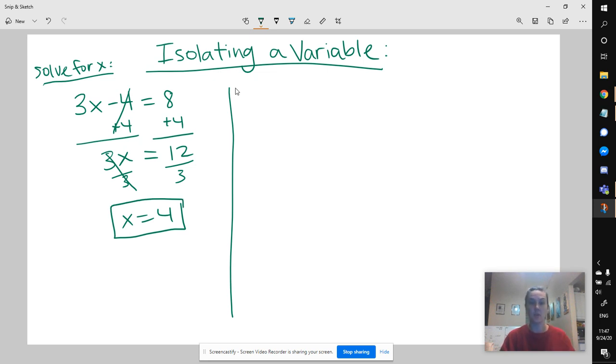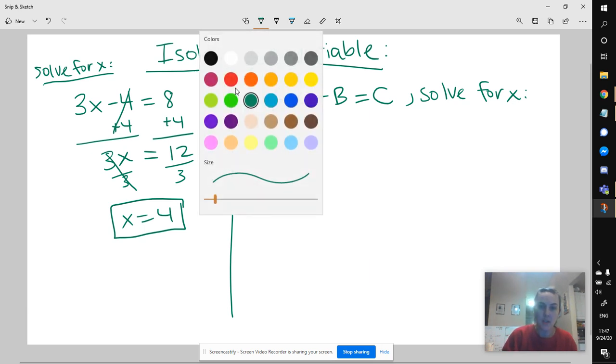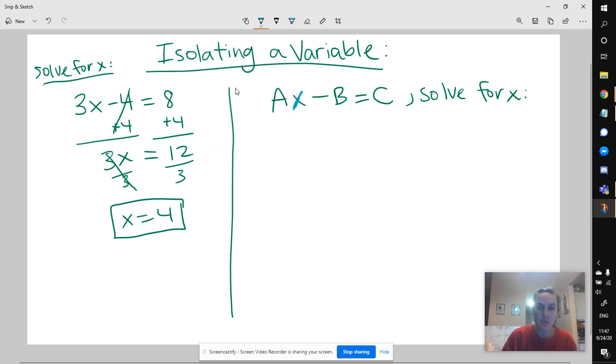Okay, that's straightforward. What if instead, this is going to look kind of nuts, what if instead we had a times x minus b equals c? There's no numbers, but I still want to solve for x. When we say solve for x, regardless of what's around it, the whole point is to get x by itself by undoing everything that's happening to x.